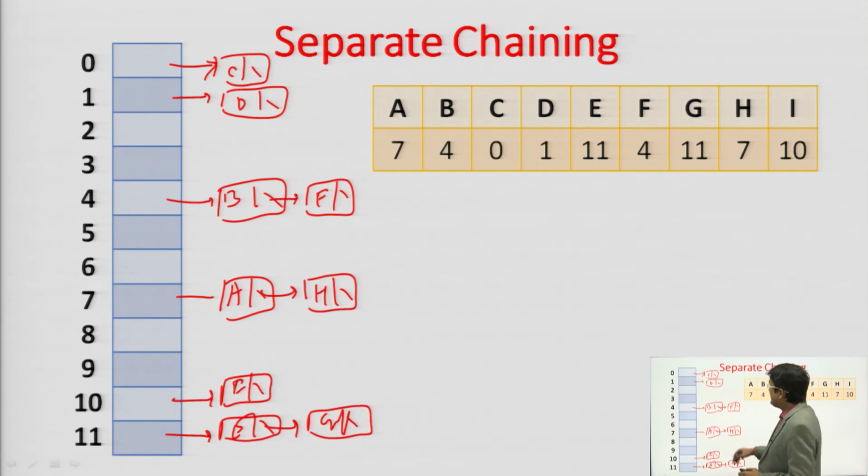So, no item has disturbed the area of the other. So, we have stored the items like this. So, this method is the separate chaining mechanism.